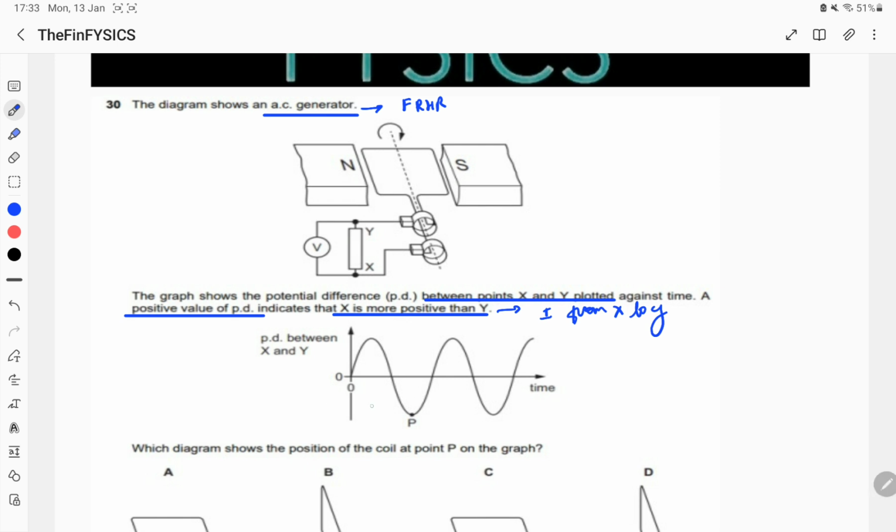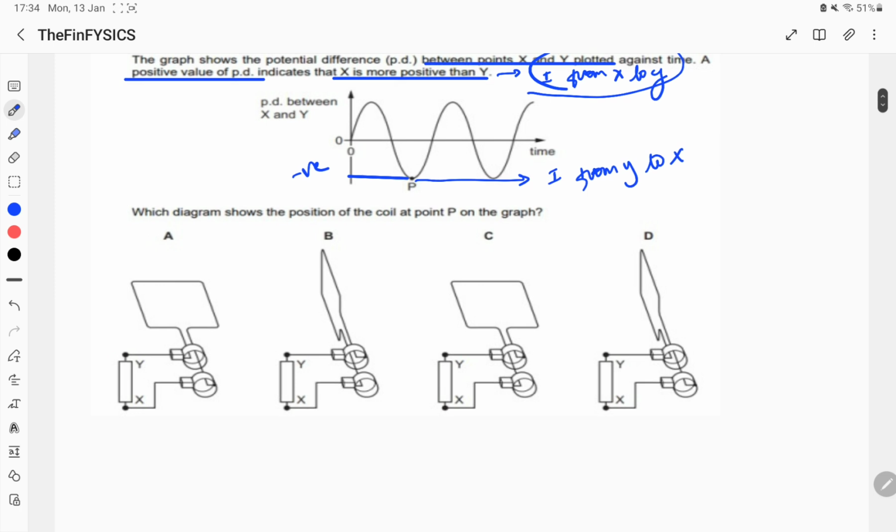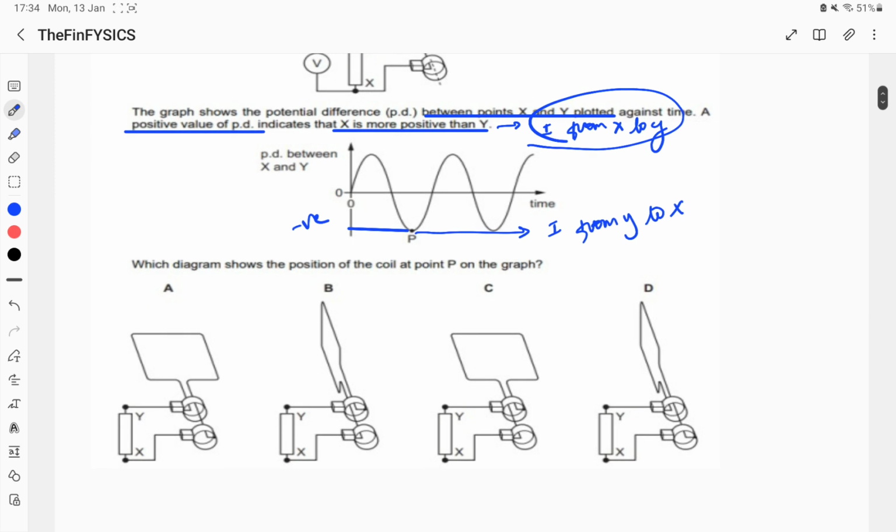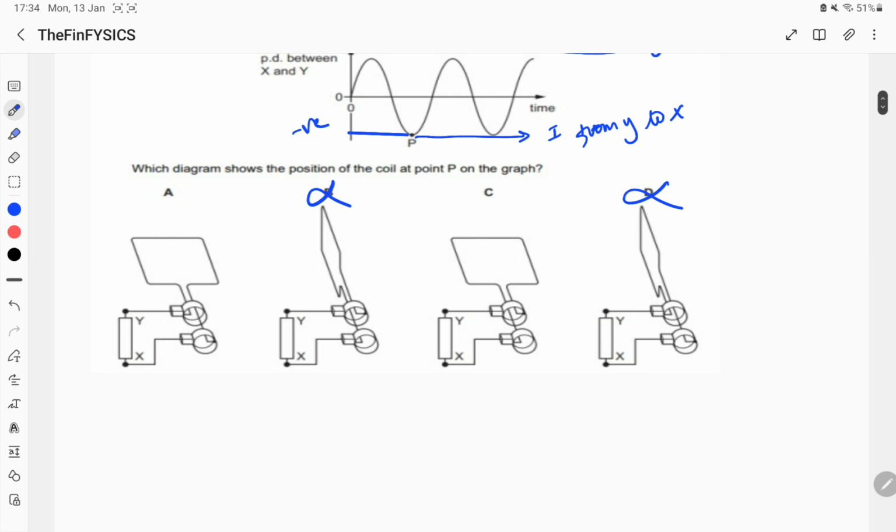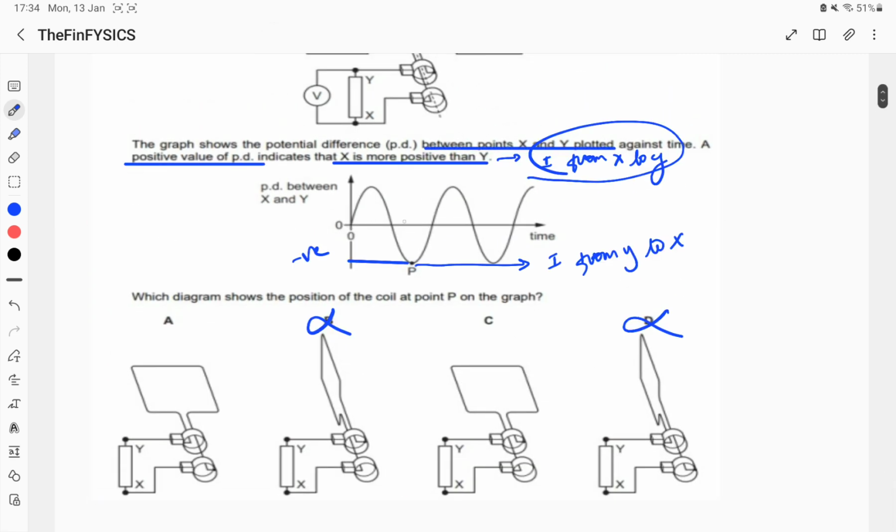Now what they have given us is point P, and I can clearly see point P is going below the value of 0, which means negative potential. So as per this data, if your X is more positive than Y, you have a positive PD. A negative PD means Y is more positive than X, which means current is flowing from Y to X. And they have given us 4 options, which is the possible position of the coil. See, without doing anything, I can easily eliminate B and D, because I know when the coil is vertical, EMF induced is 0, which means these conditions indicate B and D positions.